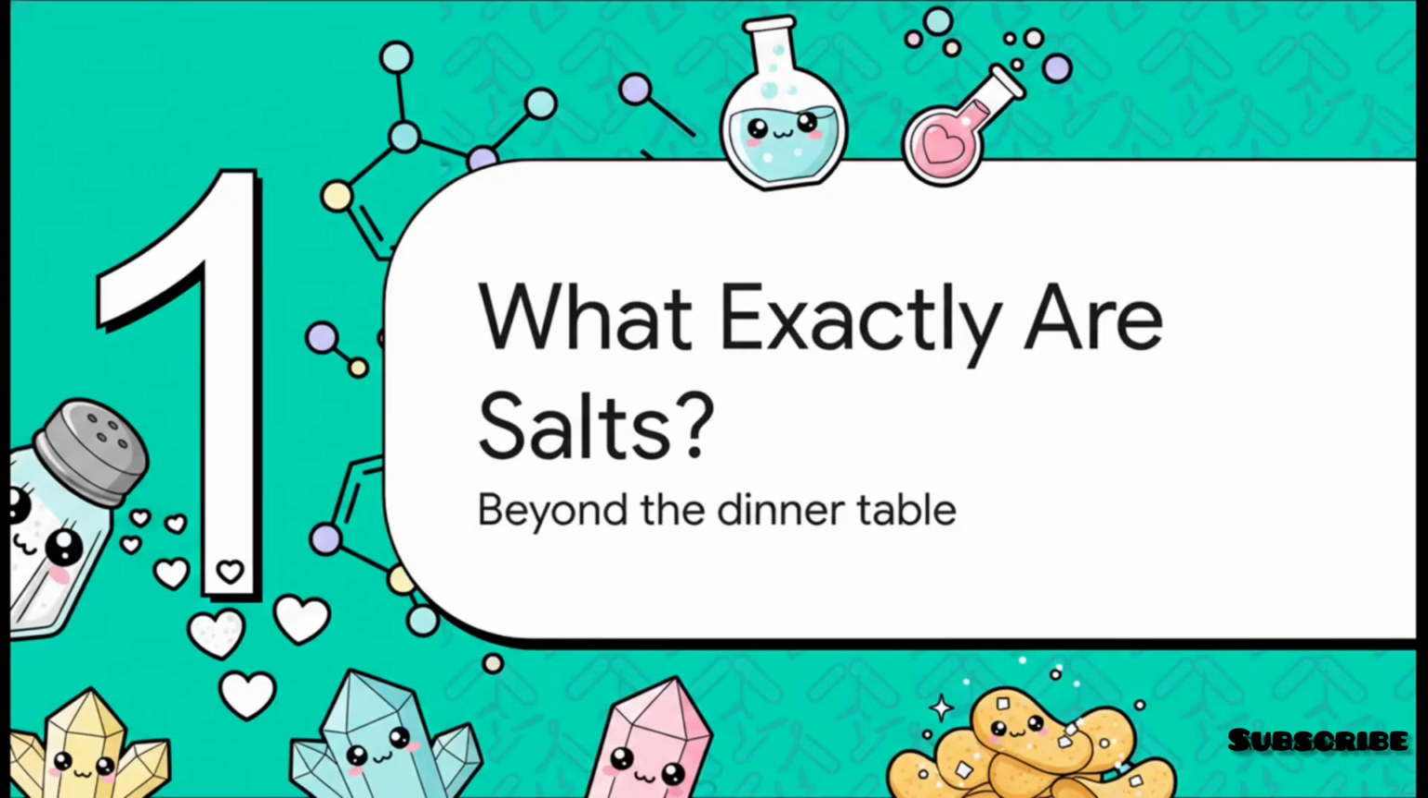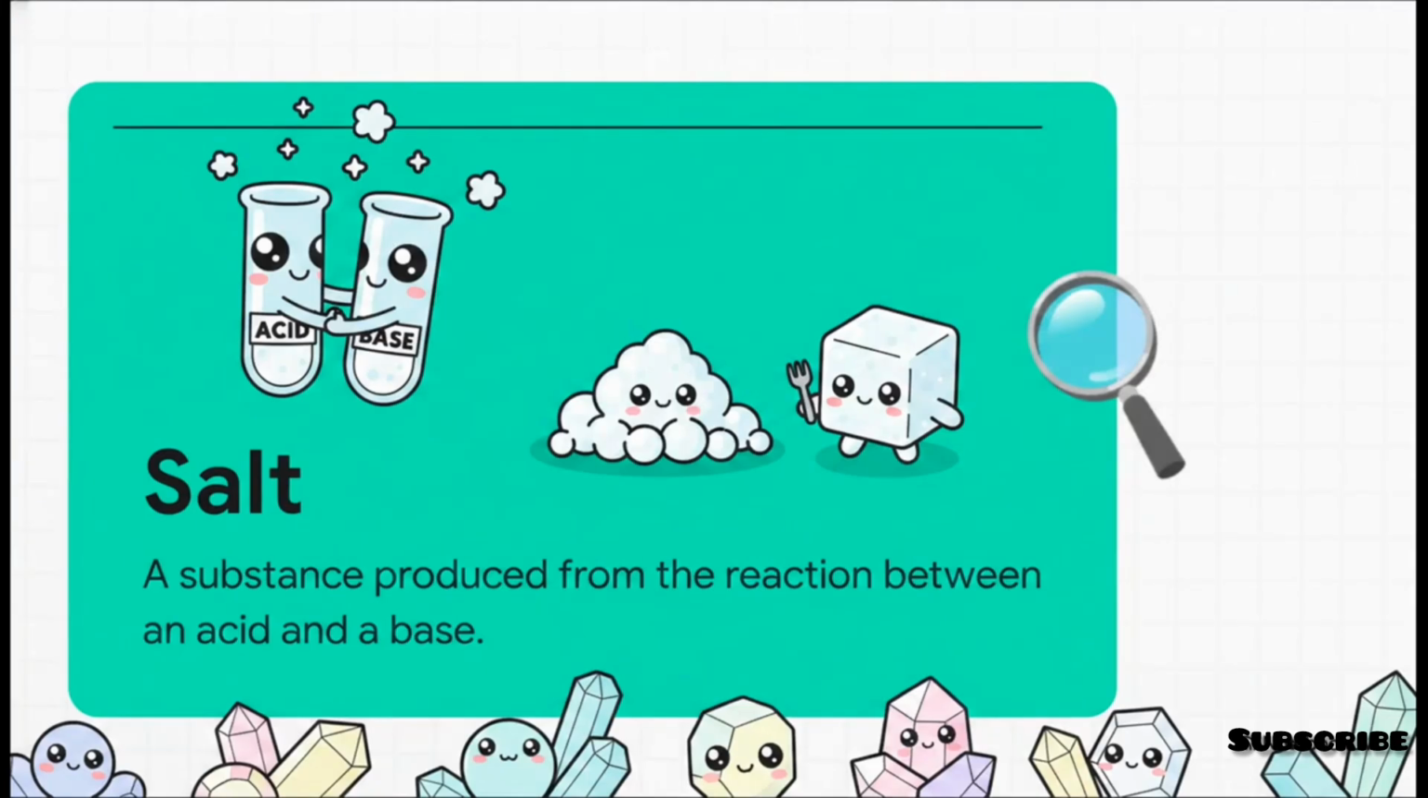What exactly are salts? Moving beyond the dinner table. A lot of people mistakenly think all salts are identical to that white stuff we sprinkle on our fries. But in chemistry, it's a whole different story. A salt is essentially the offspring of an acid and a base, neutralizing each other. Any chemical substance produced from that specific neutralization reaction earns the title of a salt.